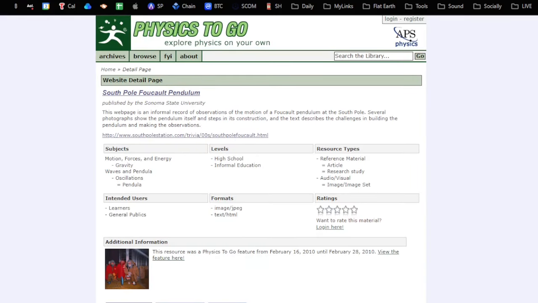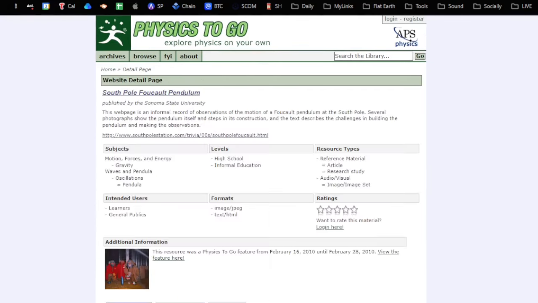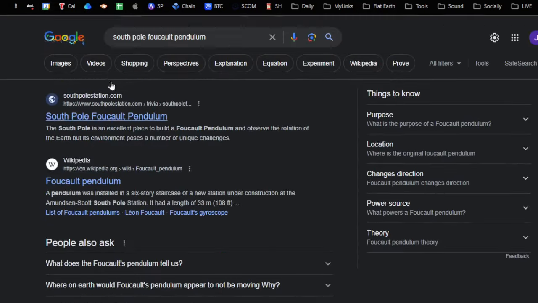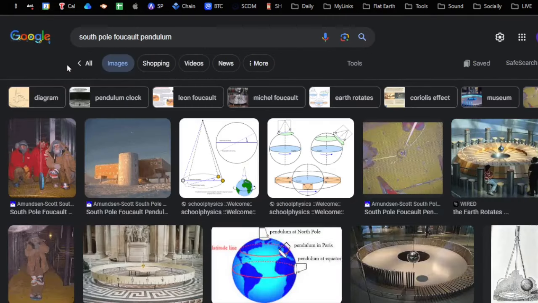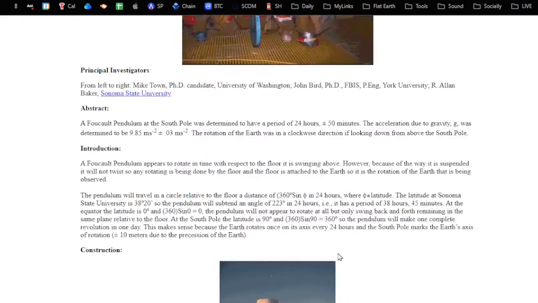Let's see here. Wait, this resource is the Physics To Go feature from February until February. View the feature here. Did we just do that? Okay. This was not it. If I check images real quick, I might be able to see some I recognize. Yeah, these guys. All right. There we go.